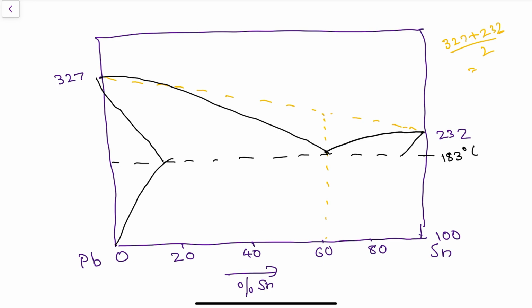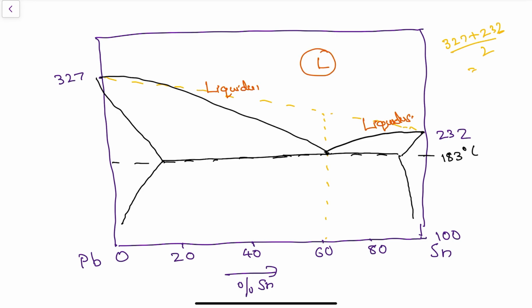So these are the solidus lines. Let me draw that clearly. Here let me mark the various lines. So this one is the liquidus line. This is also a liquidus line. We have seen what a liquidus line is. Above that line, you have complete liquid.